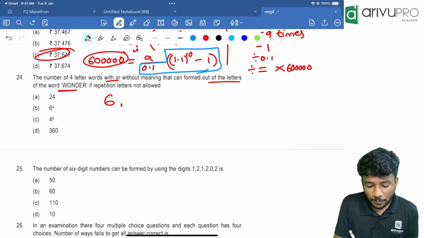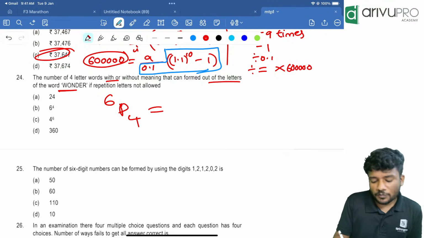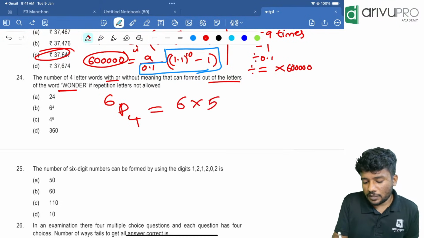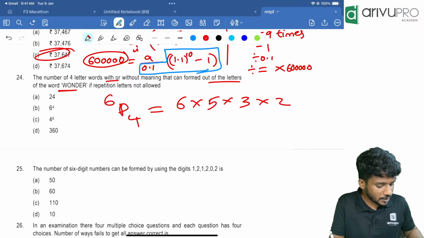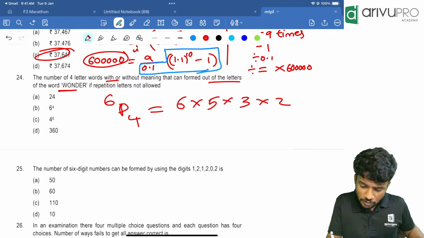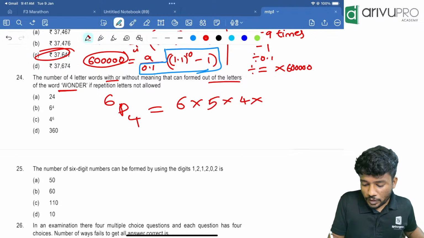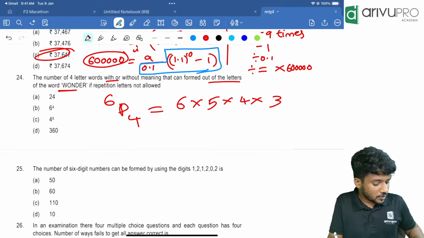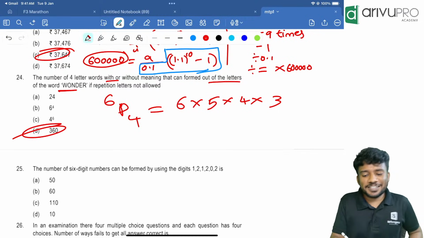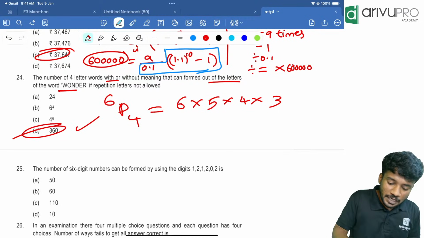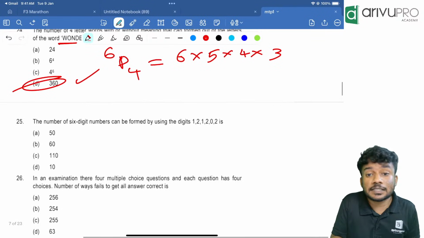We need to take 6P4, which is equal to 6 into 5 into 4 into 3. Sorry, I missed one. 6 into 5 into 4 into 3, which is equal to 360. Option D is your answer. Yes, option D is the answer.